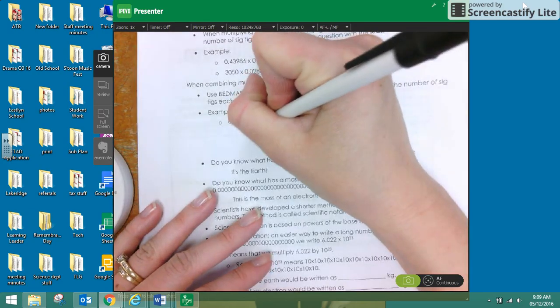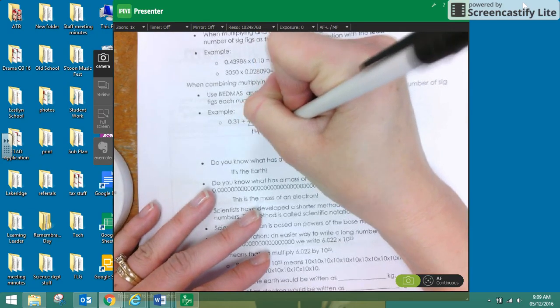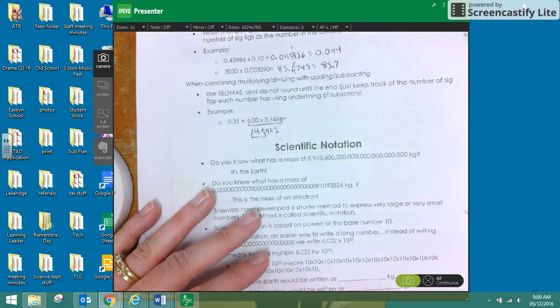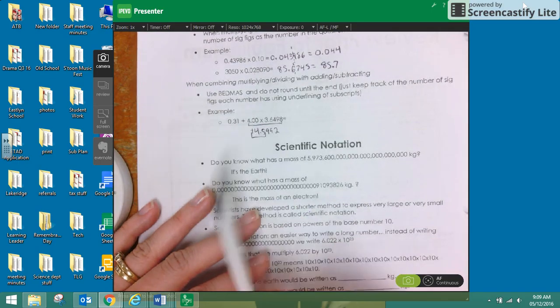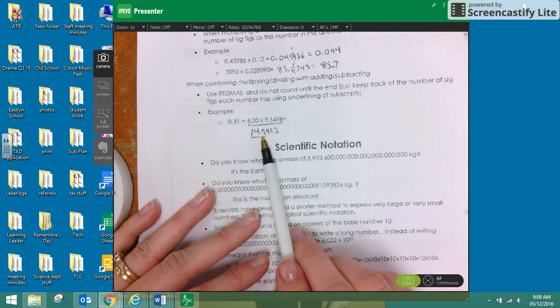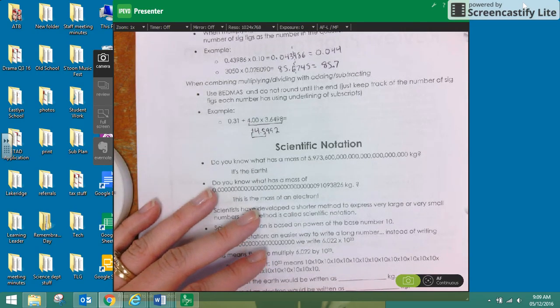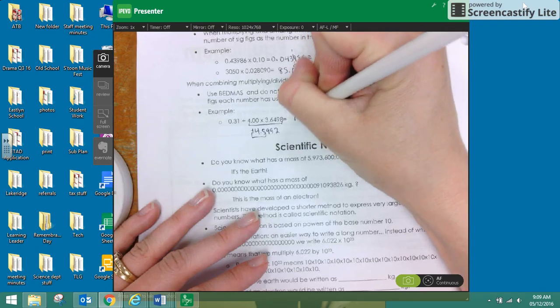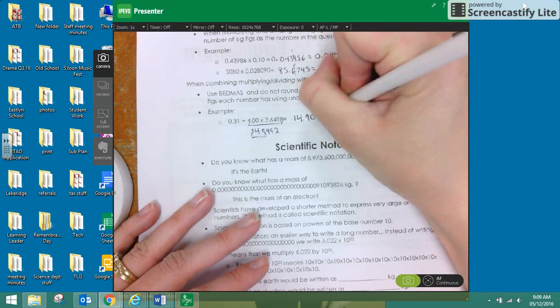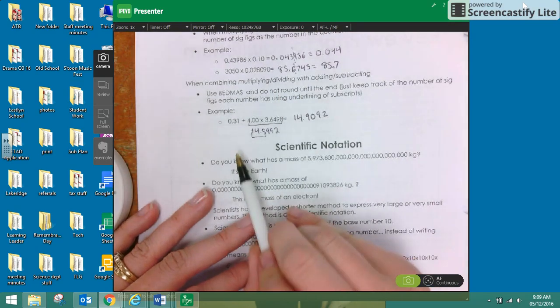I get 14.5992, and I know it should only have 3 sig figs because that 4.00 only has 3 sig figs. So I underline those 3 sig figs, and then I add these two numbers together, but I add that full number, not the rounded version. So my answer is 14.9092. Then I look at decimals because I'm adding.